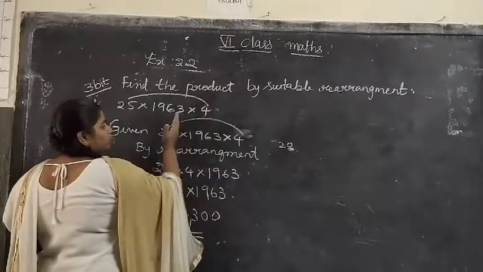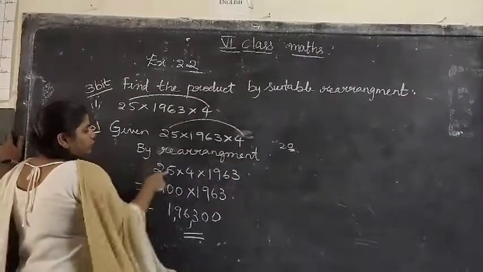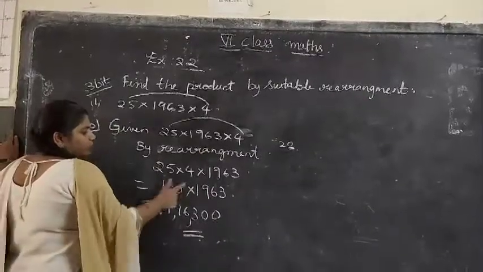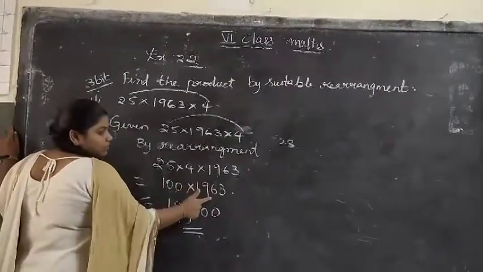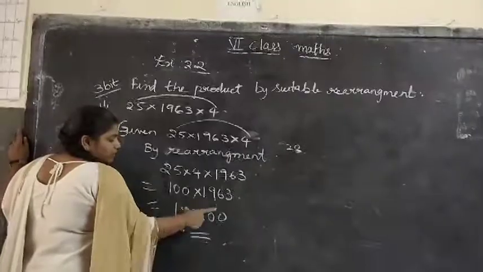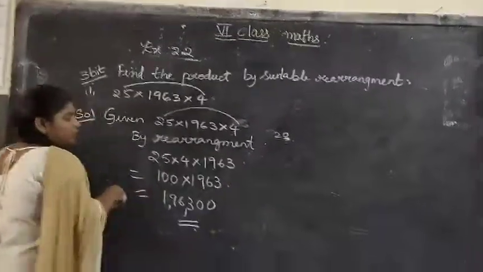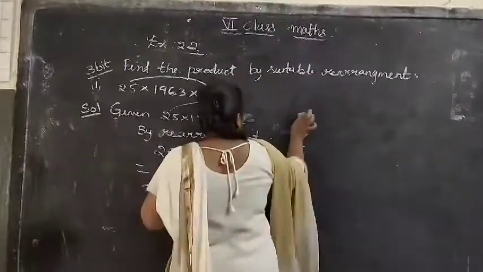I brought this 4 together with 25. That is 25 into 4 into 1963. So 25 fours are 100 into 1963. So if you multiply this, what is the result here? 1,96,300. So the second one, write as homework.